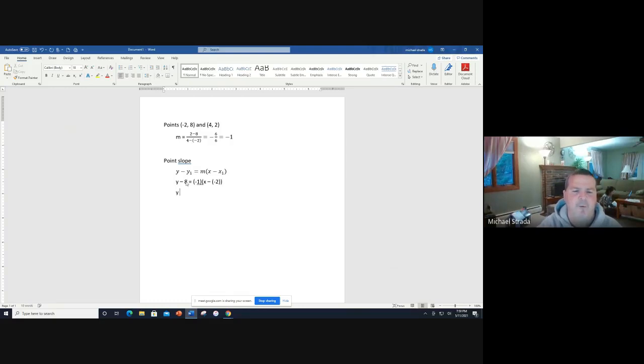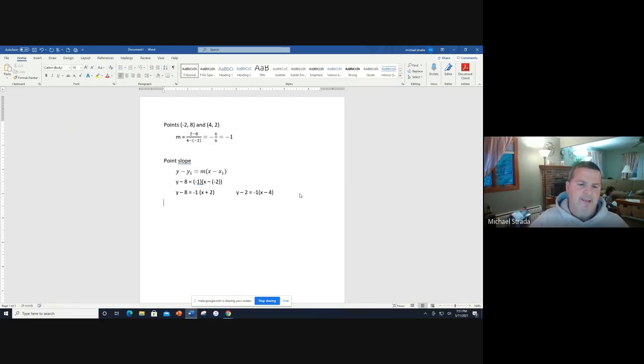Now, when I simplify, y minus 8 equals -1 times (x plus 2). Do not distribute through. We want the slope on the outside so we can recognize it. Again, it's not going to matter which point we picked. If we had gone with the other point, which we'll see in a little bit, y minus 2 equals -1 times (x minus 4). They're equivalent equations, which we will look at in a second.